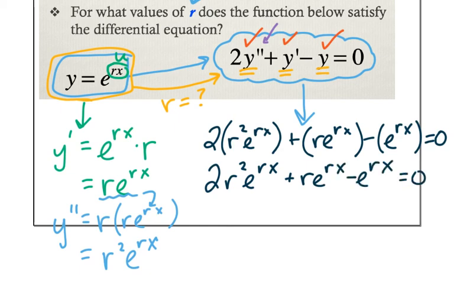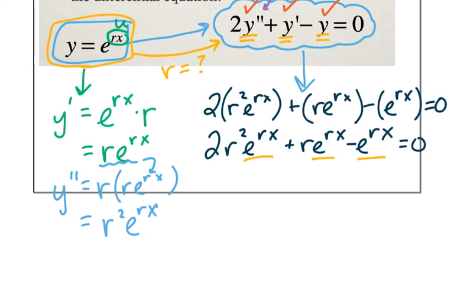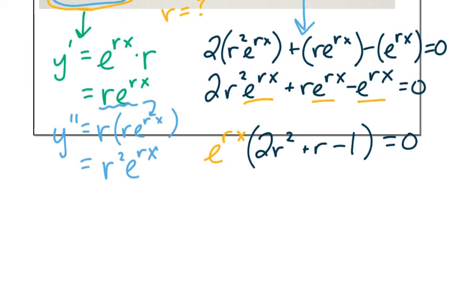Well, I look around and I see that each term does have an e to the rx. So what could I do with that? Ooh, let's factor it out. Okay, let's take e to the rx and factor that out. What would be left on the inside? Let's see. How about 2r squared plus r minus 1. Okay. All right, that's great. That means, since this is factored, we can now set each piece equal to 0 and solve.